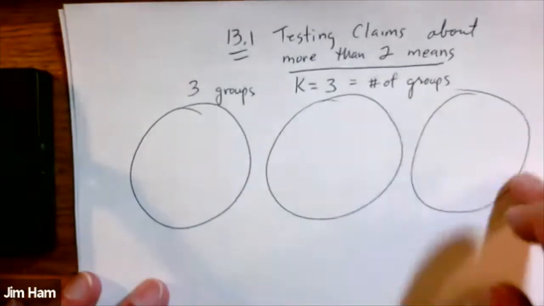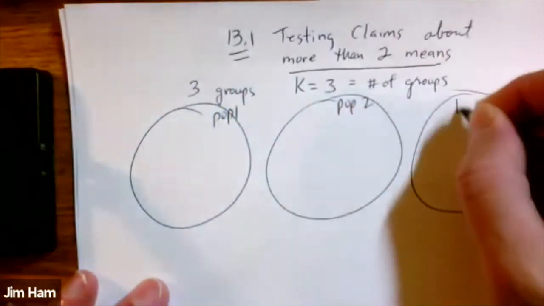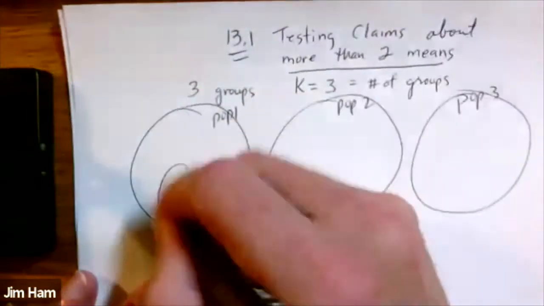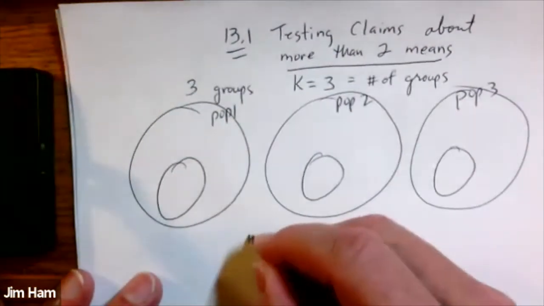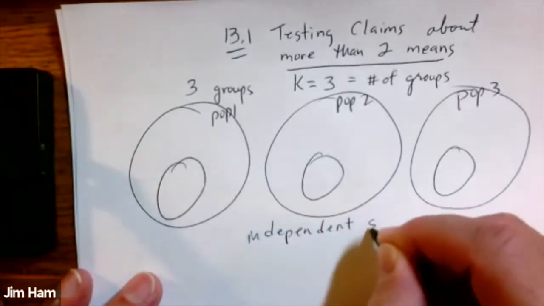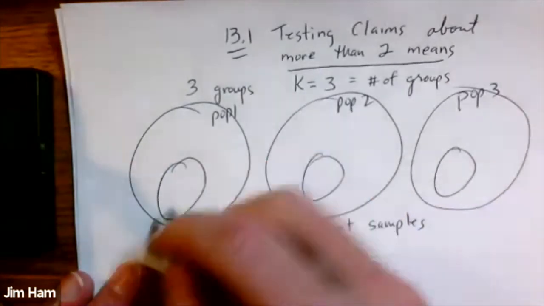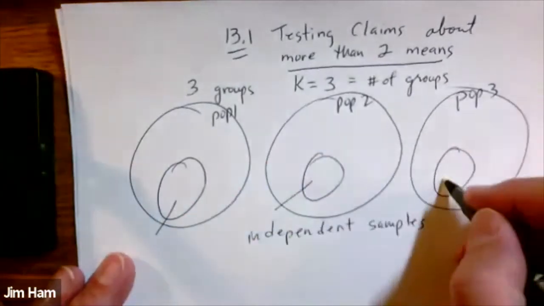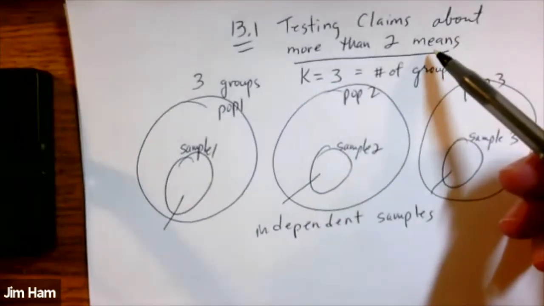In this one, we have 3 different populations, population 1, population 2, and population 3. And what we're going to do is take a sample from each of those independent populations. Knowledge of one sample gives us no information about the other. So we're going to take a sample. Now, what we're interested in here is testing claims about more than two means.